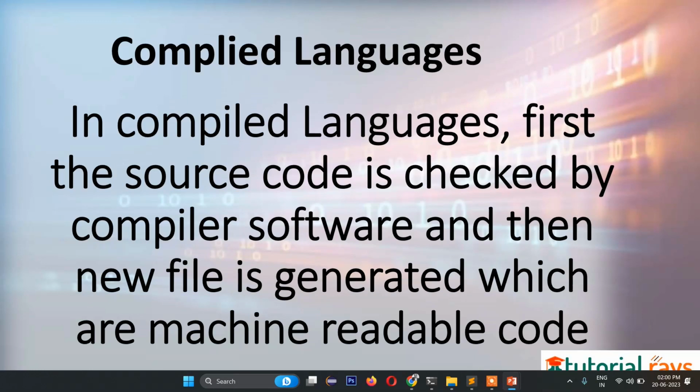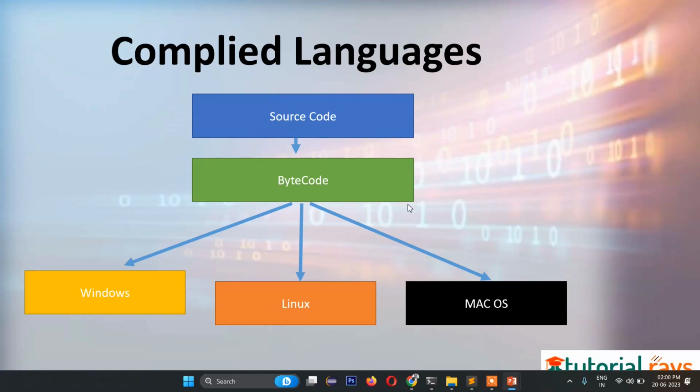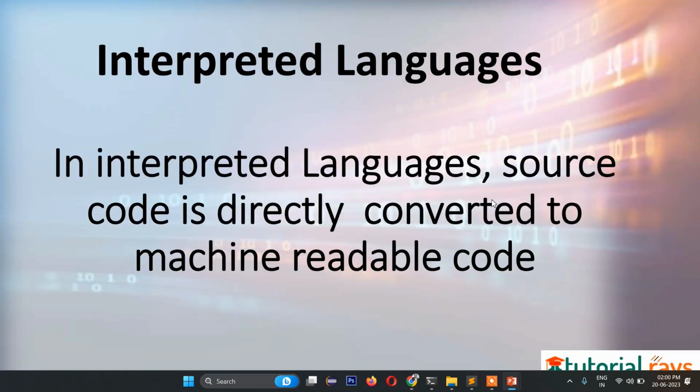Okay, I will show you this with a practical example, so that you relate this theory to the practical example, and you will never forget. So what happens here, we have already seen that first this is the source code, and the source code is converted to bytecode, and then it can be read by Windows, Linux, Macintosh, etc.